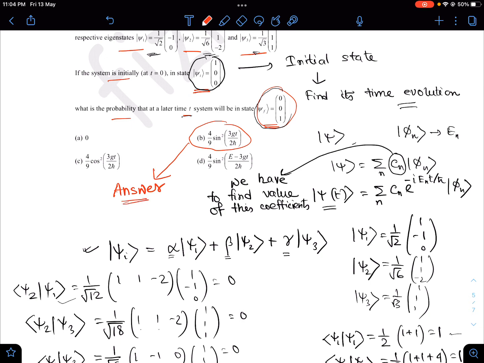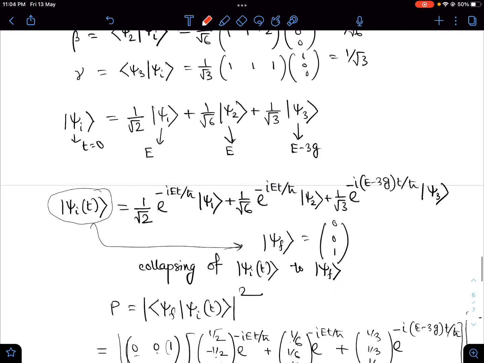That type of problem we have also done in previous videos. The concept is similar: you are given energy eigenstates. If you have to find the state at any later time, it is always useful to express our initial state as a linear combination of our energy eigenstates. That way you can easily find its time evolution, and whatever the final state of collapsing will be, you just have to do some mathematics and it will be done.